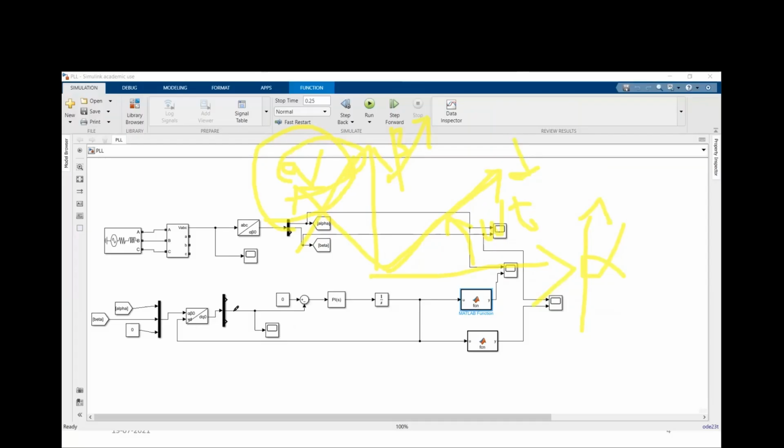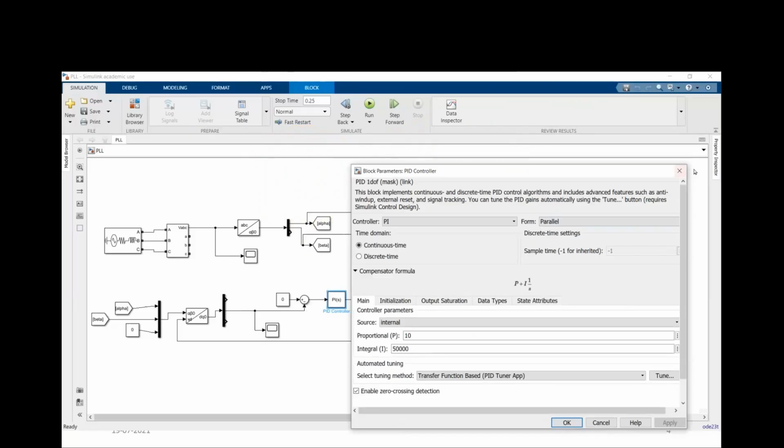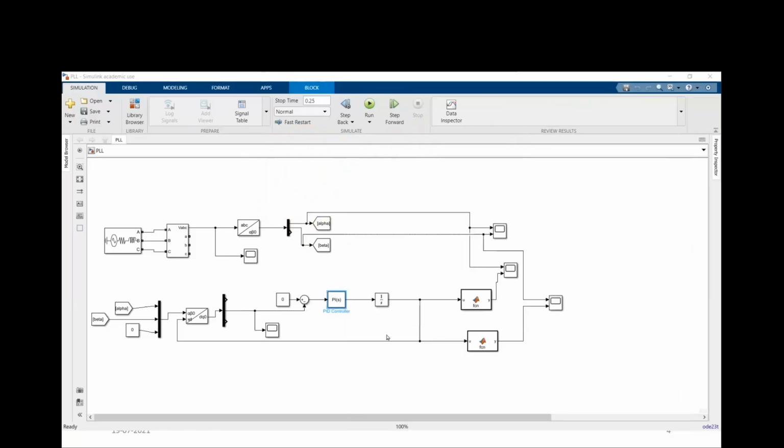So if you make Q 0, compare it with Q, and use a PI controller, you will get some tuning value. I'll tell you how to tune it again. If you give this to the PI and use an integrator, here I'll get delta omega. D is aligned with which parameter? Omega t.